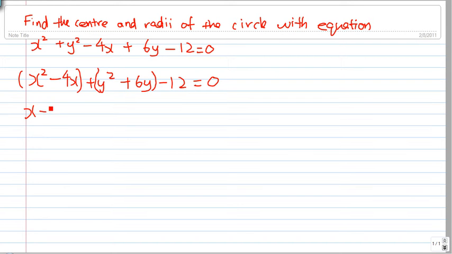x minus 2 squared minus 4 plus y plus 3 squared minus 9 minus 12 equals 0.